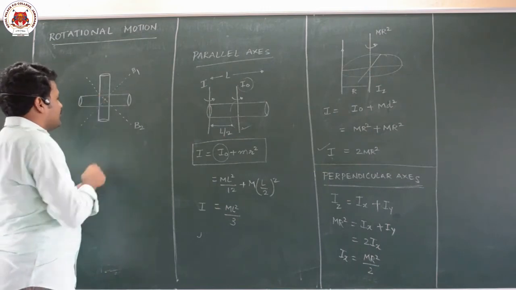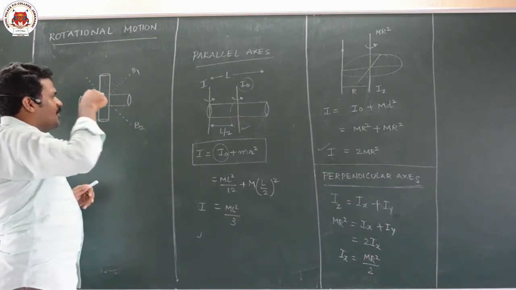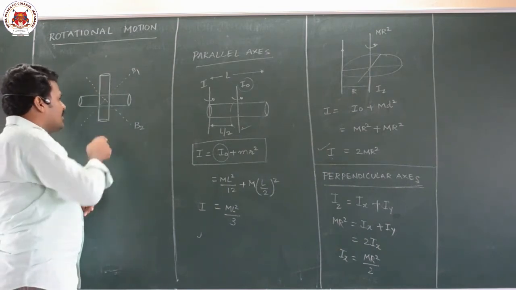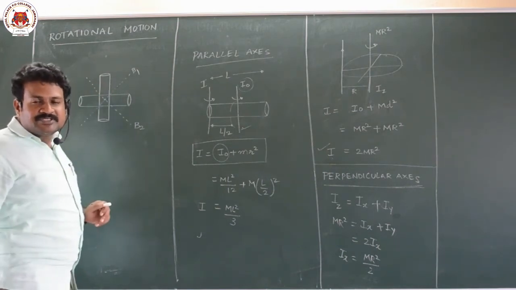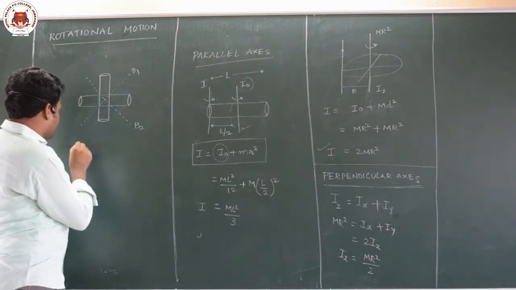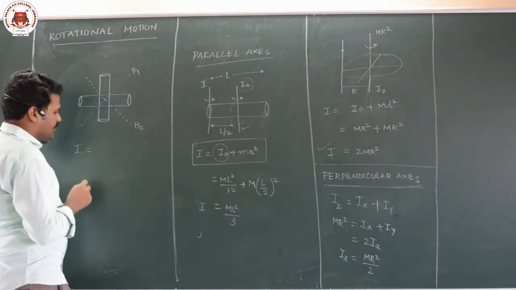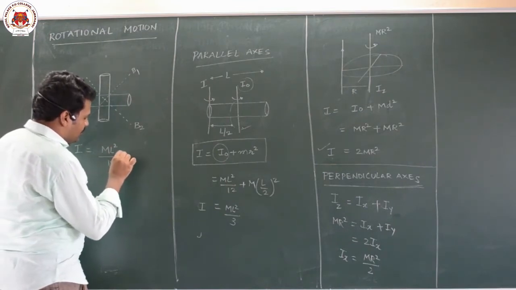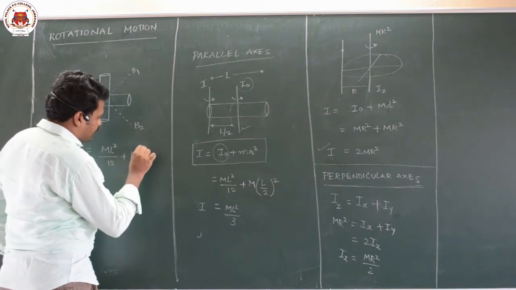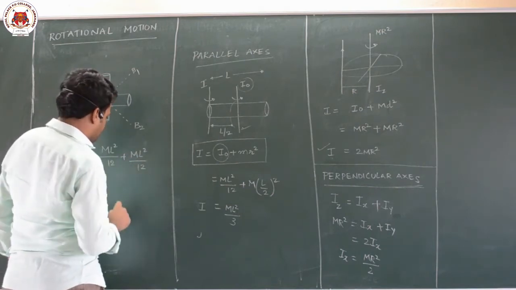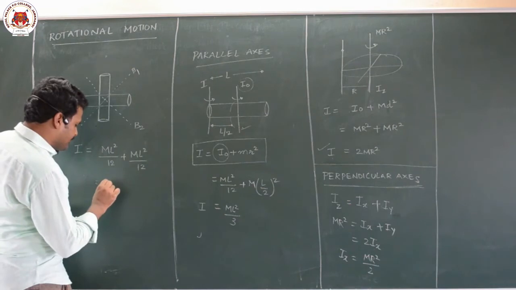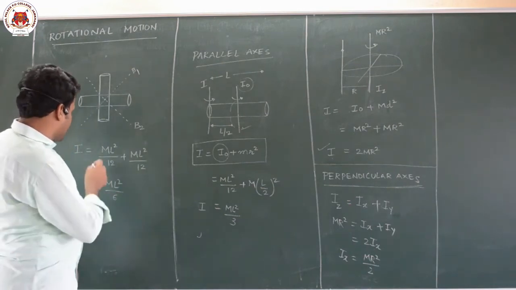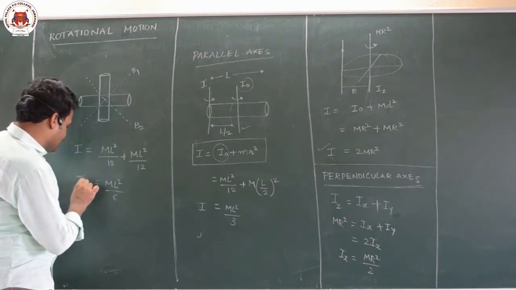Because two rods are there, the moment of inertia of this rod perpendicular to its plane is ml square by 12. This rod also perpendicular to its plane is ml square by 12. So the total moment of inertia I is equal to ml square by 12 plus ml square by 12. You will get ml square by 6, that is Iz, because it is in the z plane.